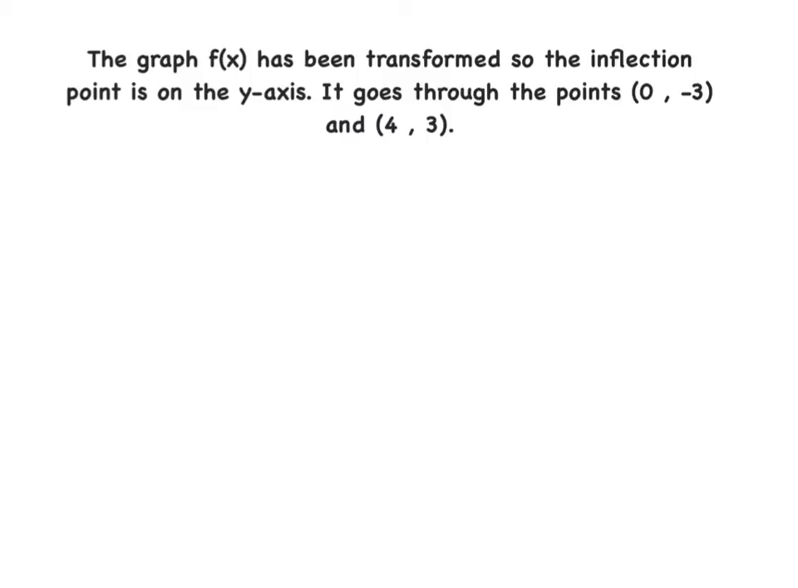Okay, so now let's write an equation of this graph that has been transformed so the inflection point is on the y-axis and it goes through these 2 points. Notice we're not going to be able to use h and k because we don't have an inflection point. Also, if it doesn't mention which form to use, we're always going to be solving for a and not b. So we know that we're going into the form y equals a times (x minus h) cubed plus k. So what are we given?